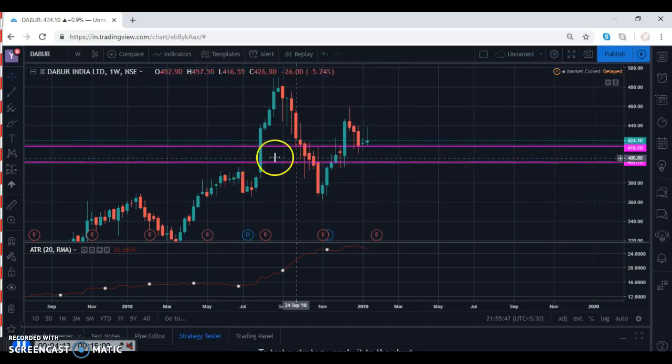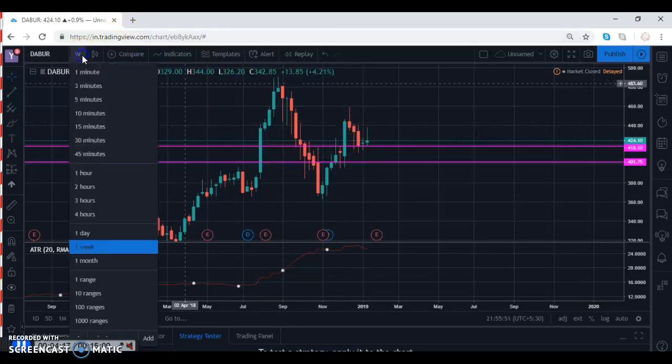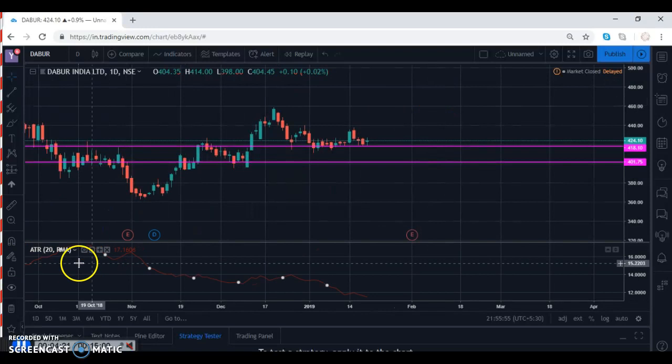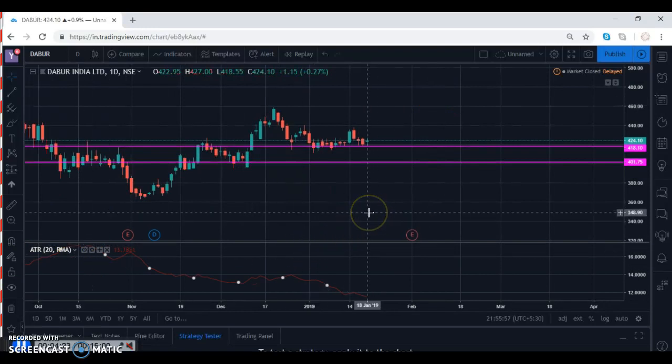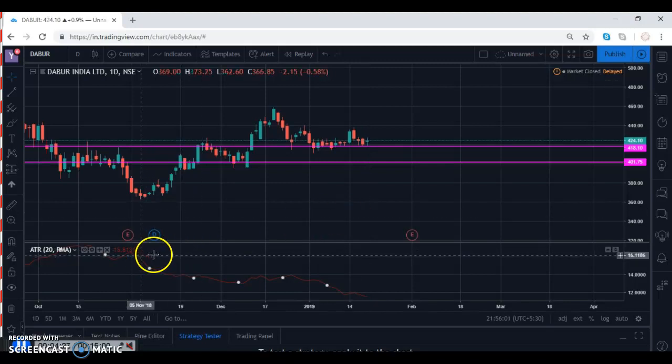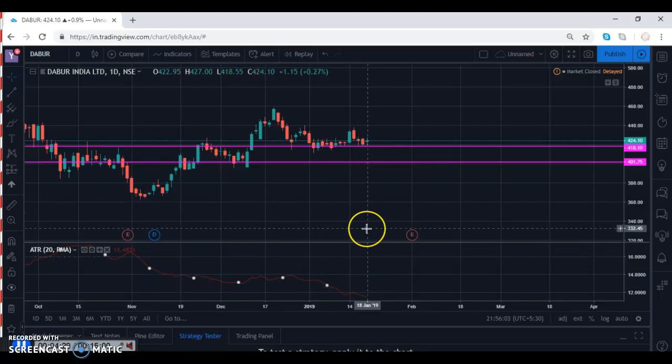As you can see, I have already captured these values in one Excel sheet, which I'll just show you. If you go to the 1 day time frame for ATR 20, you will get this value, which is approximately 11.48 as of the closing on Friday.